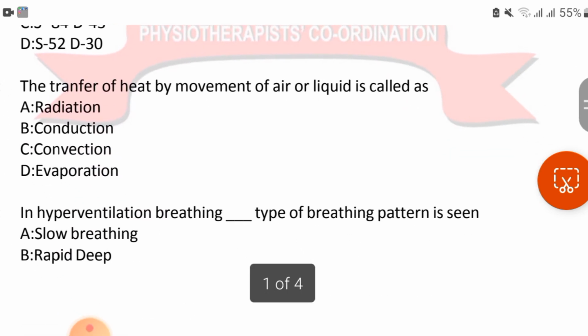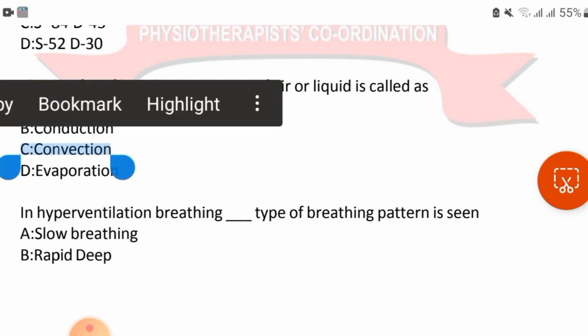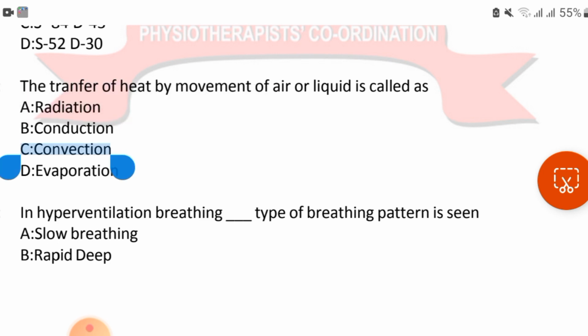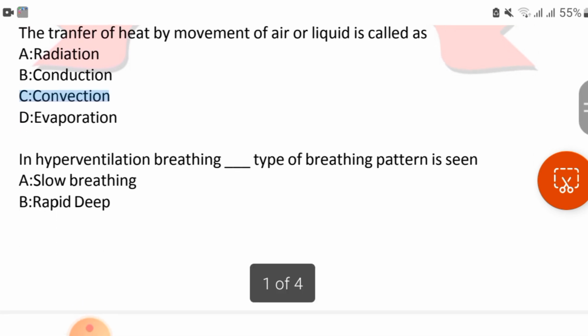So let's move toward the sixth MCQ, that is the transfer of heat by movement of air or liquid is called as option A radiation, option B conduction, option C convection, option D evaporation. So the correct option is option C, convection, for the sixth MCQ. Note down the answers of these MCQs, please.